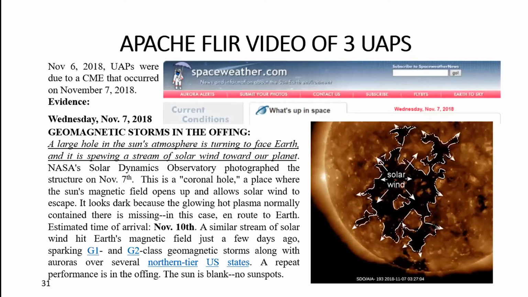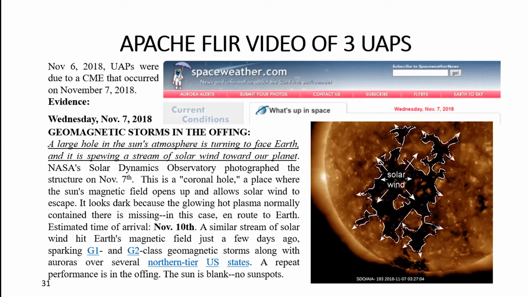So now here's the interesting part. There's a website where you can look at what's called space weather. When we looked at that website, we saw that in reference to the November 6, 2018 UAPs, they were due to this CME that occurred the next day, on November 7th. And what the space weather report said is, geomagnetic storms in the offing.